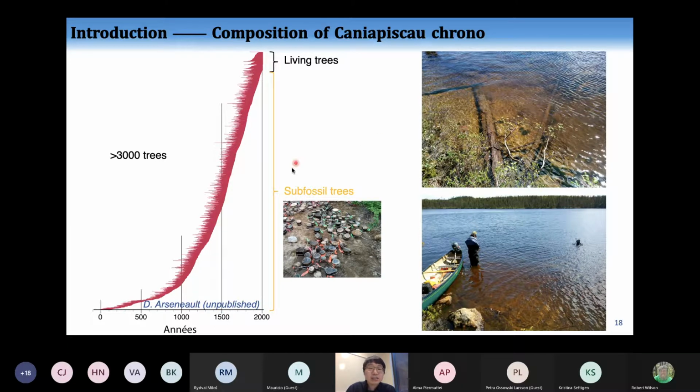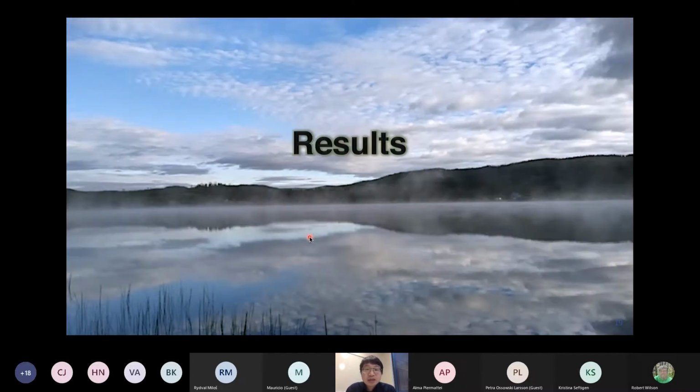As a consequence, the subfossil materials make up the majority of the data collection. But as I just introduced, the subfossil materials will often be stained with different colors. So if we want to use blue intensity to reconstruct the climate, this discoloration issue must be resolved. In the next section, I would like to present my experiments and results.